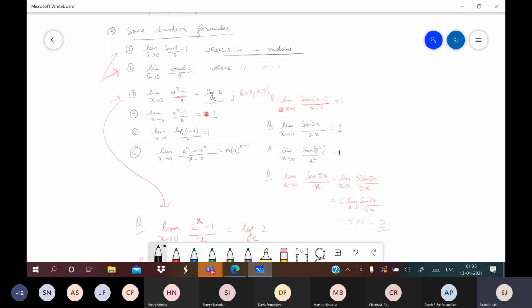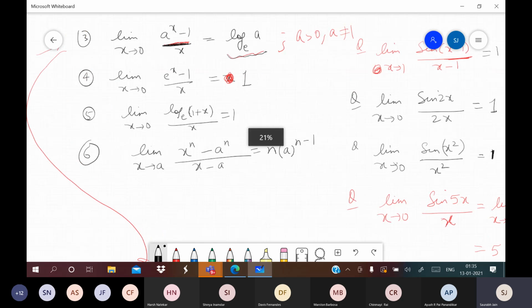How you can get the fourth result from the third one? In place of a, you put e. So if you put e here, it will be log e base e. Remember logarithm. Log e base e. In fact, log n base n used to be 1. So if you are putting e in place of a, the answer will come out to be 1. So fourth one can be remembered with the help of third only. Just replace a by e. This is the fourth result. Same is true for fifth one.